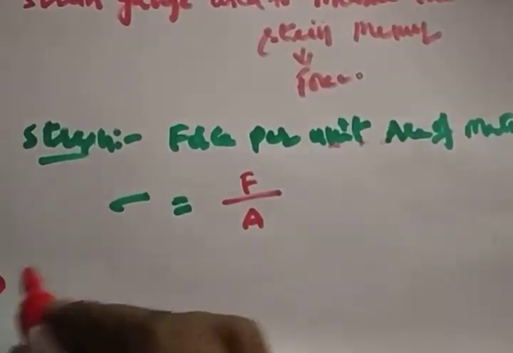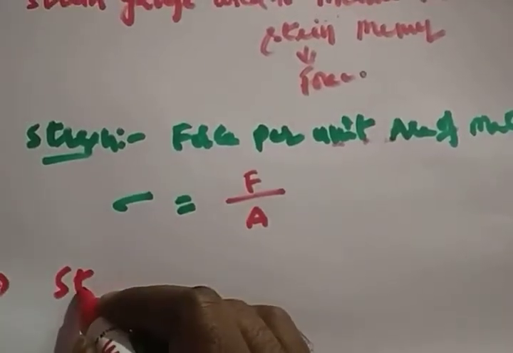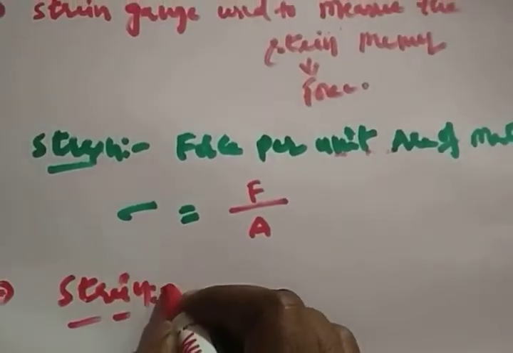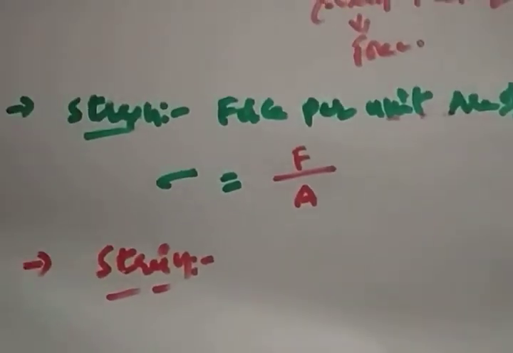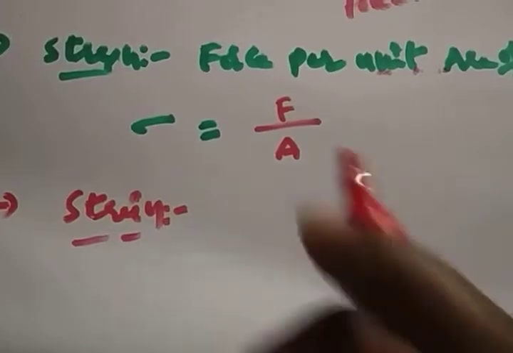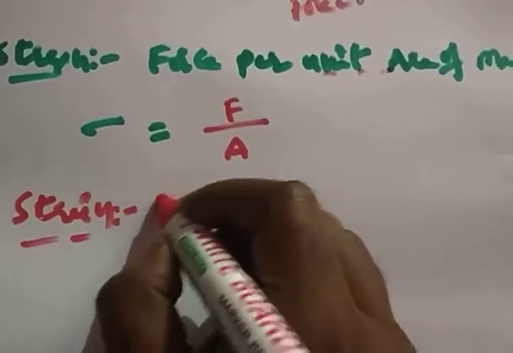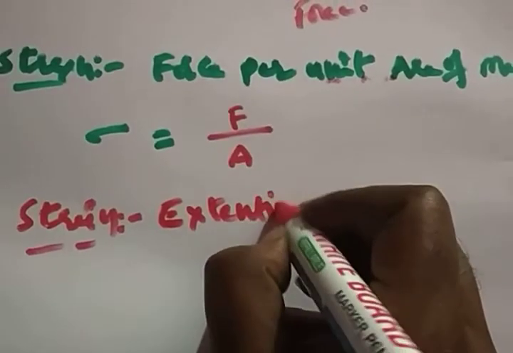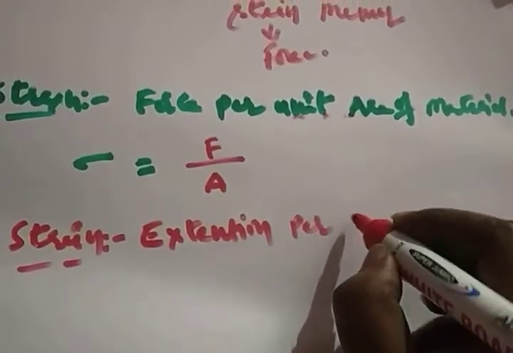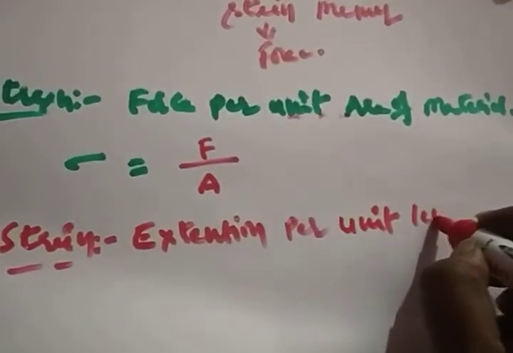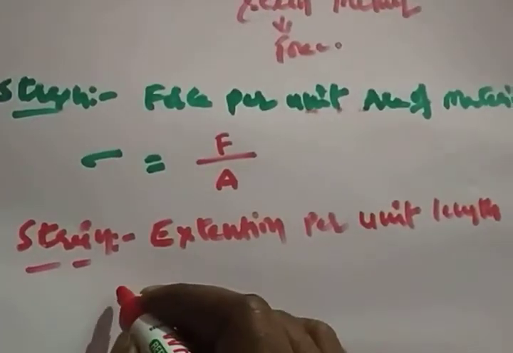Next, the second one is strain. Strain is nothing but extension per unit length. Right? Strain means extension per unit length. This is a simple definition, right? Before going to the strain gauge, we need to know what stress is and what strain is. Strain is nothing but extension per unit length. Right? So we can denote it by epsilon.